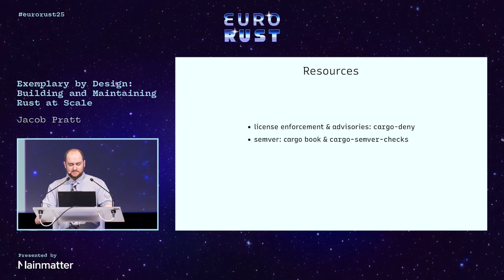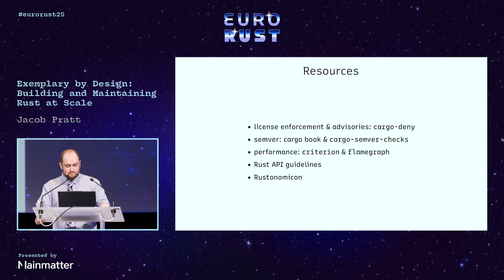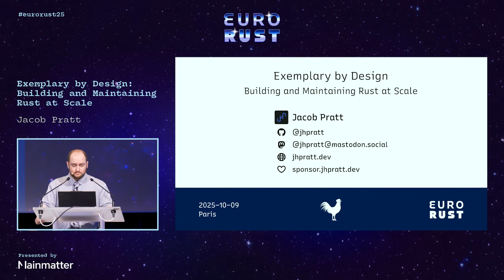To help with performance, Criterion is my go-to crate for benchmarking, while FlameGraph is amazing for visualizing where time is being spent in your code. The Rust API guidelines are a solid resource for naming conventions, interoperability, and more, and are closely followed by most crates. Finally, the Rustonomicon is a deep dive into unsafe Rust, and is a must-read if you are writing unsafe code or interfacing with C code.